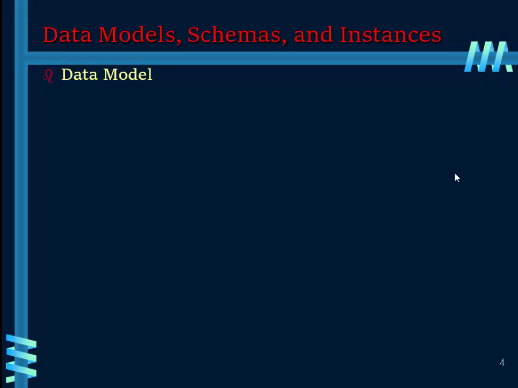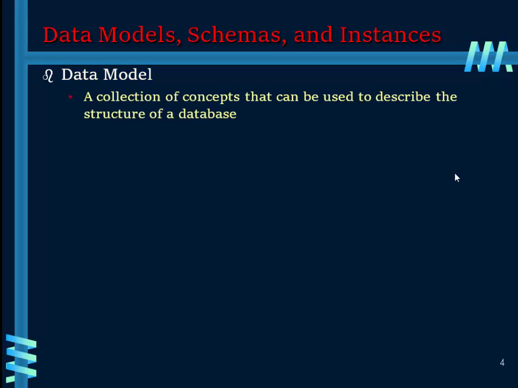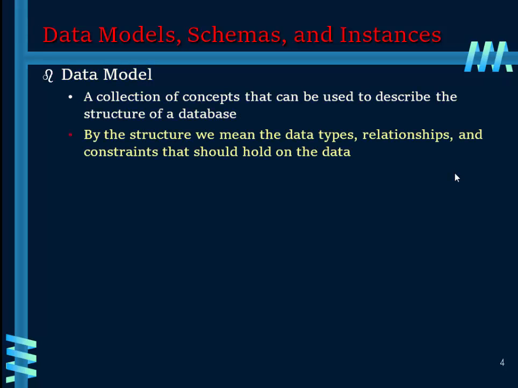In most of the data models, it may also include the basic operations like specifying the retrievals and updates on the database. This is called the data model. Okay, see here. So this is a definition of a data model.